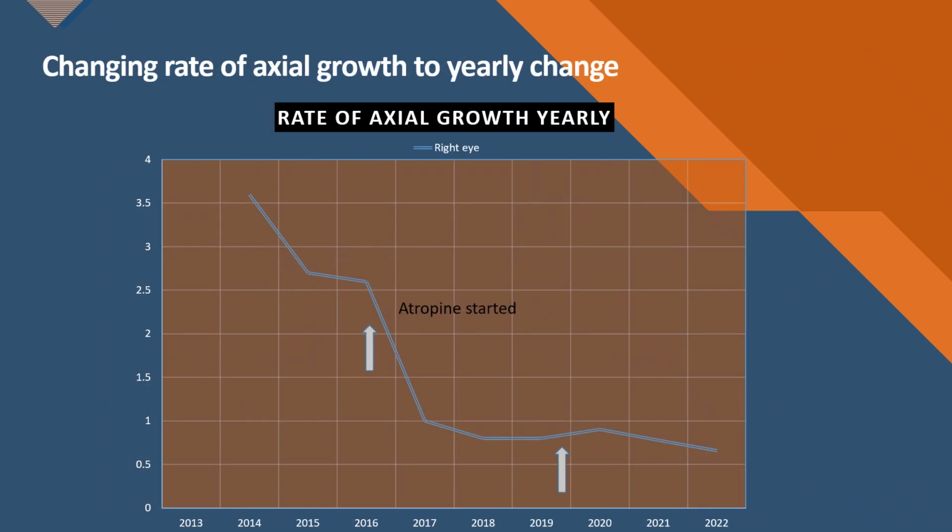And this was changing the rate of axial growth to yearly change. You can see this is about the axial length, and this is about the dioptric. You can see how it is flattened out compared to what it was before.